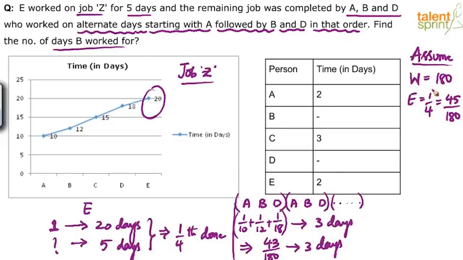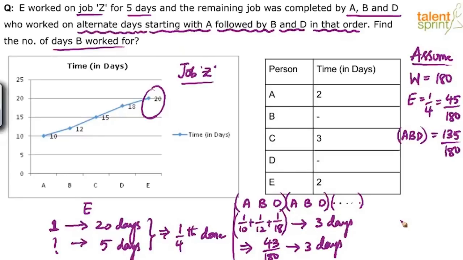Now what is remaining? 3/4, which is nothing but 135 by 180. So A, B and D, this group has to do 135 by 180 of the work. We know that they can finish 43 by 180 in 3 days. So try to get this as close as possible to 135 by 180. That's the regular way we solve these questions. You must have seen our time and work videos.